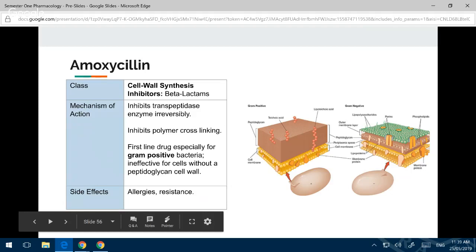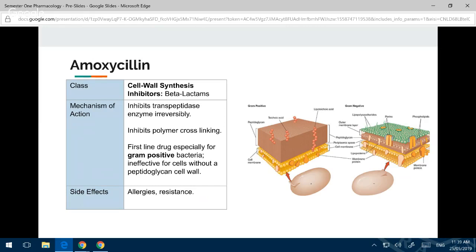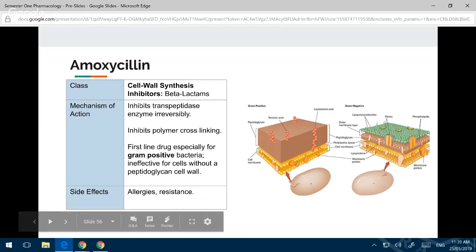All right, specific drugs themselves. Amoxicillin is essential. It's a cell wall synthesis inhibitor and a beta-lactam. It inhibits transpeptidase enzyme irreversibly and stops polymer cross-linking. This is a first-line drug you will be familiar with, used for gram-positive bacteria, but it's not effective for cells without a peptidoglycan cell wall, obviously.